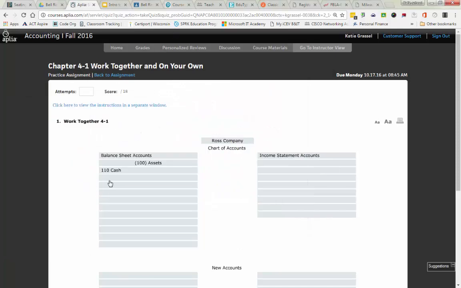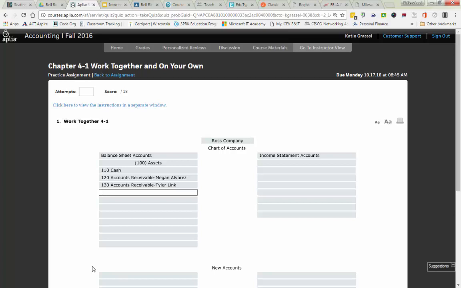So the next account that I'm going to do right here is going to be 120, and that's going to be Megan Alvarez. And then I'm going to do 130, accounts receivable Tyler Link. Okay, so I've taken care of my cash and my accounts receivable. Now I'm down to supplies and prepaid insurance.